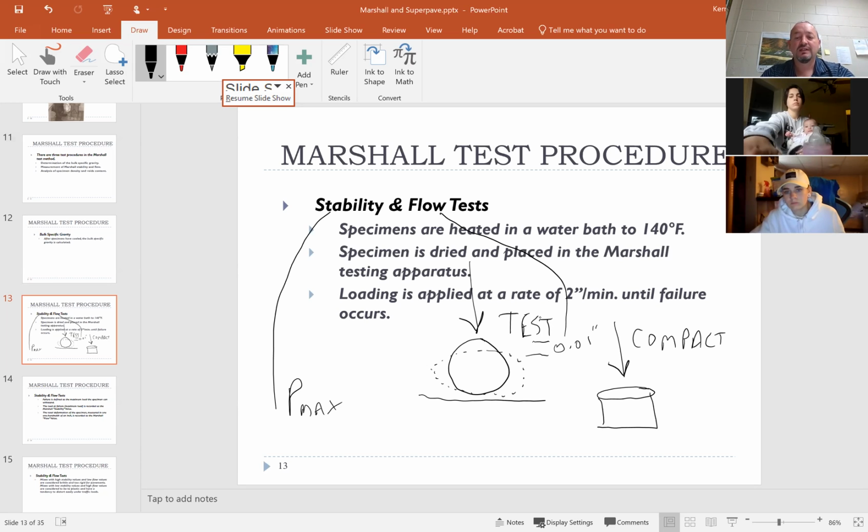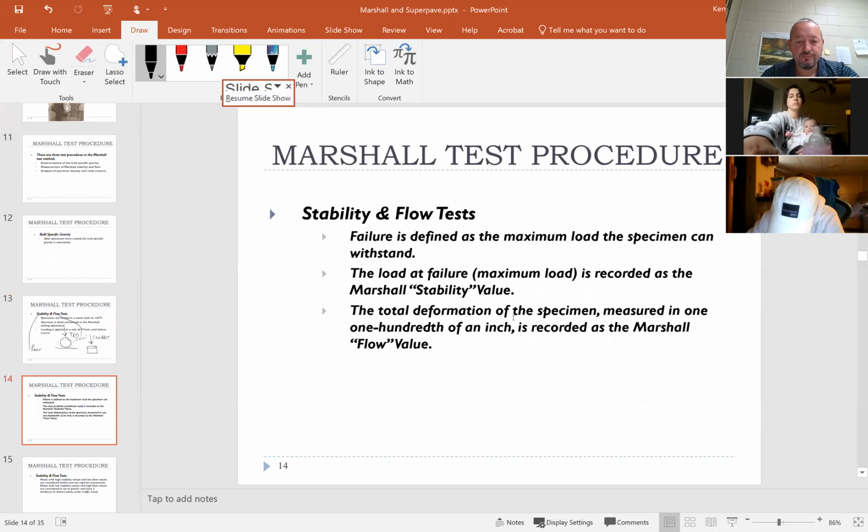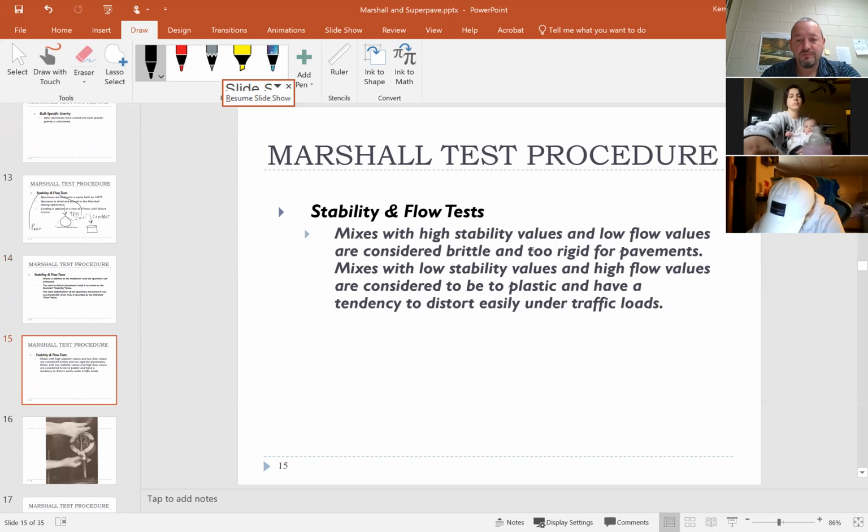All right. So you can see specimens are heated in a water bath to 140 degrees. They're dried, and then the loading rate is applied at 2 inches per minute until failure. I just went over this. Failure is defined at P max, or the maximum load. That's the stability value, and the deformation is in 1/100th of an inch. So those are pretty straightforward.